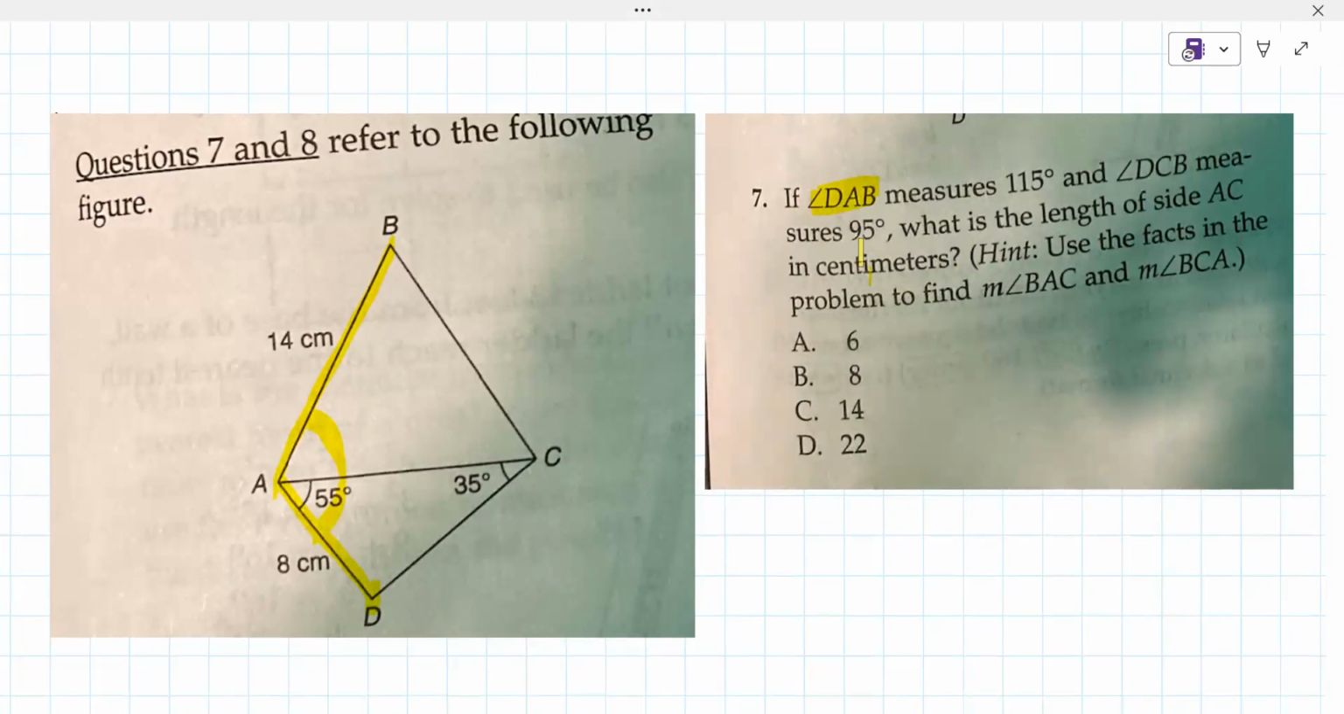And see how that big angle already includes 55? So if we put an X right there, X plus 55 must equal 115, because the DAB is the big angle. So this X, which we don't know, plus the 55 must equal 115.